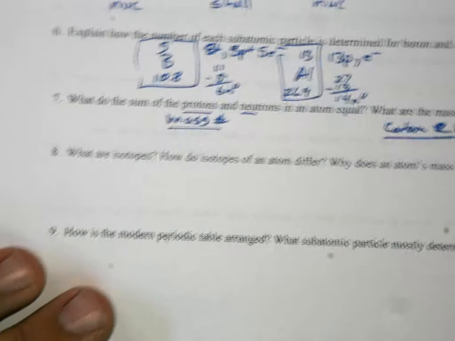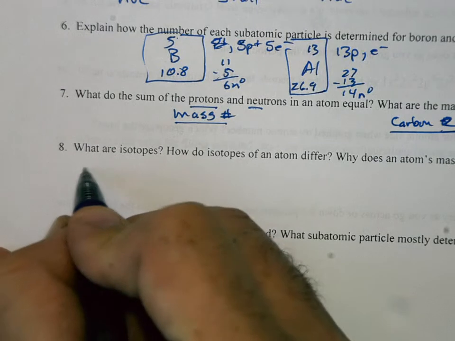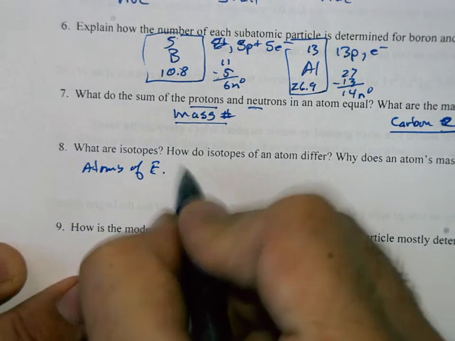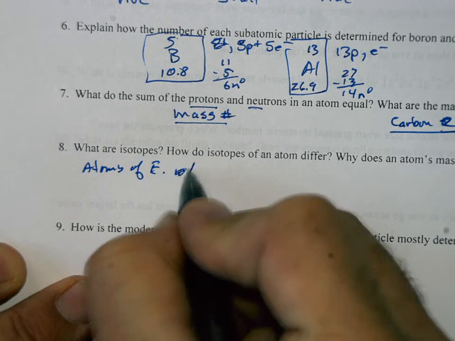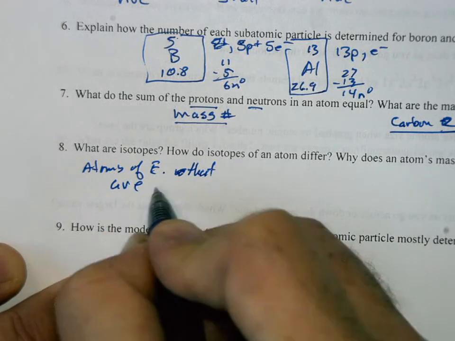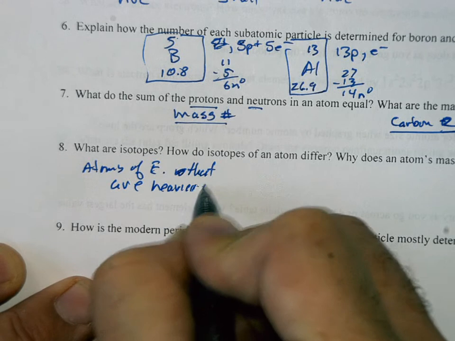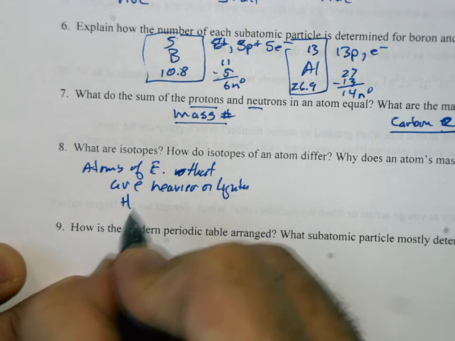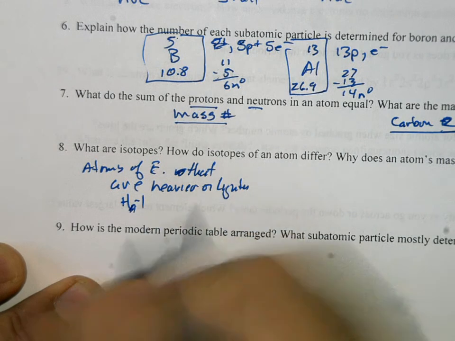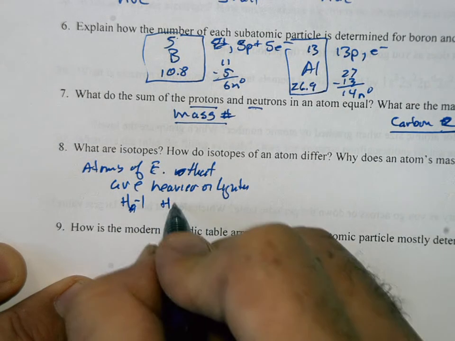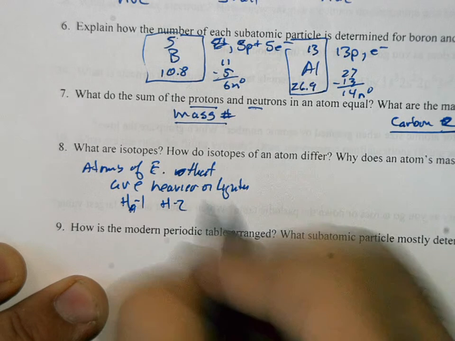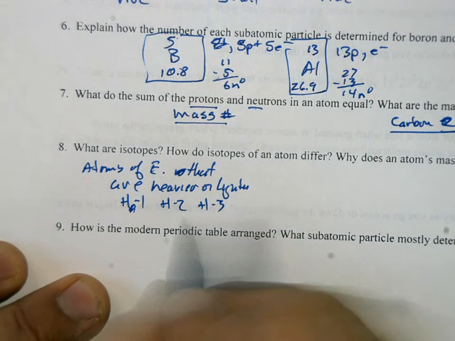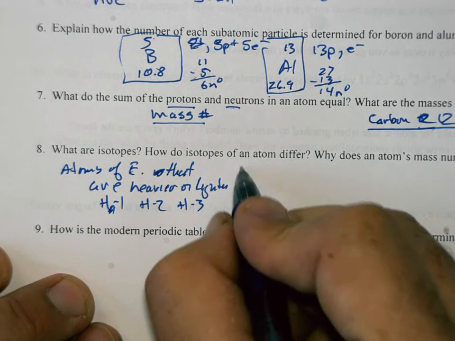What are isotopes? Okay, isotopes are atoms of elements, I'll use the E for elements, that are heavier or lighter. So you might have hydrogen 1, which has no neutrons, hydrogen 2 that has 1 neutron plus 1 proton, or maybe hydrogen 3, called tritium. It has 2 neutrons and 1 proton, so that's why they call it hydrogen 3. They differ in the number of neutrons.